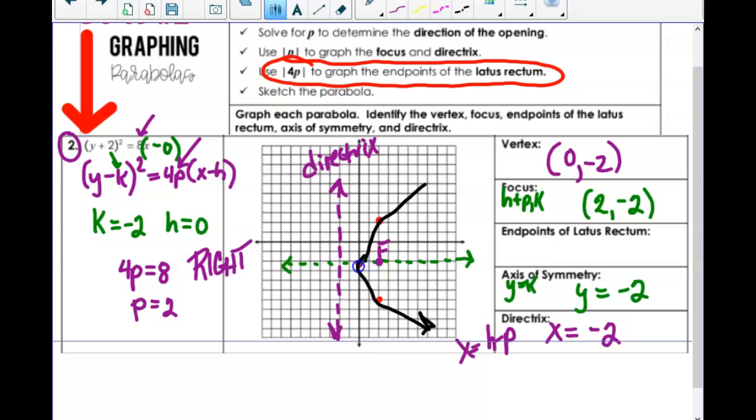Oh my gosh, that is so sketchy. It's supposed to be a smooth curve. Mine is a hot mess.